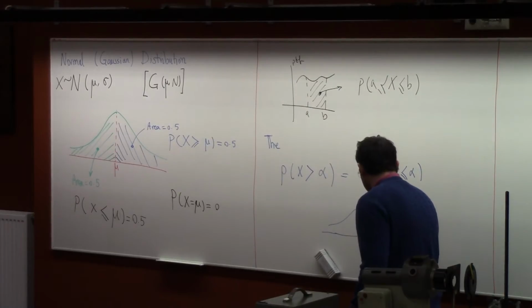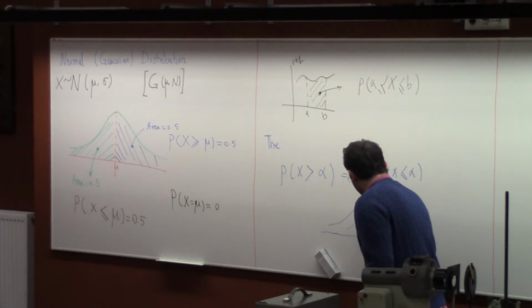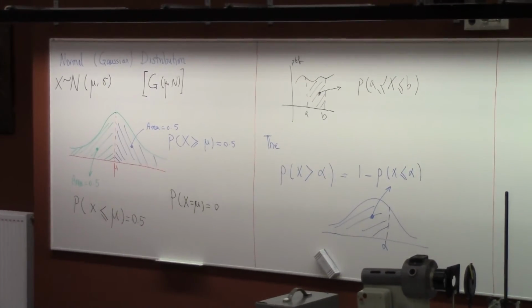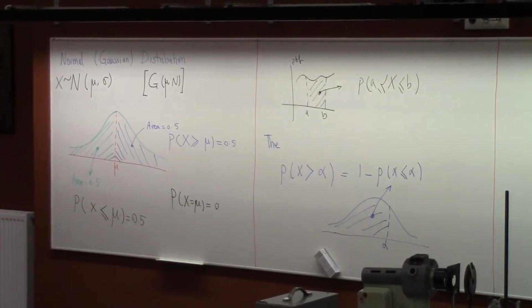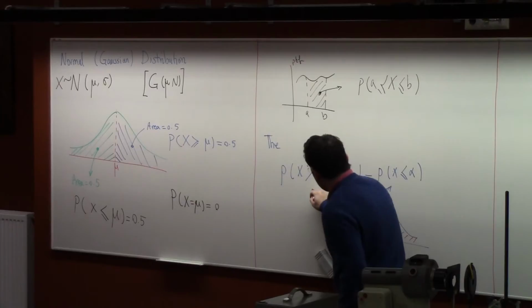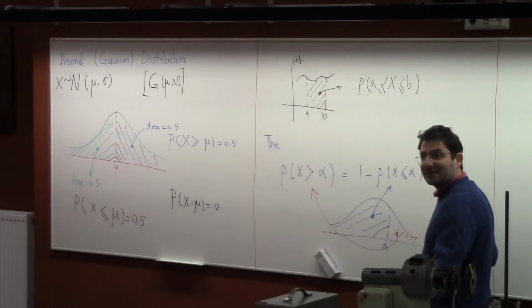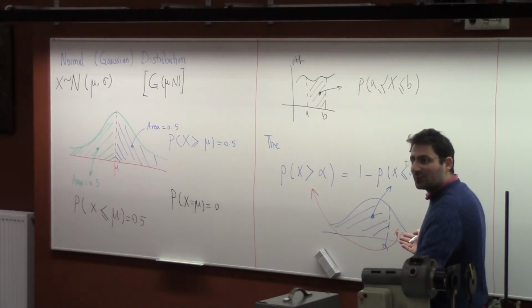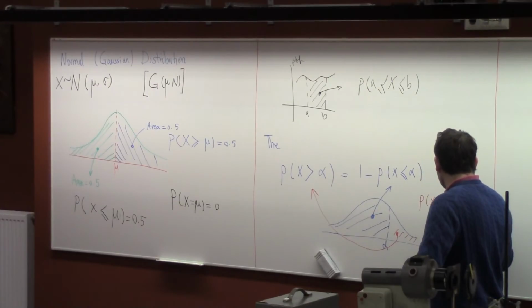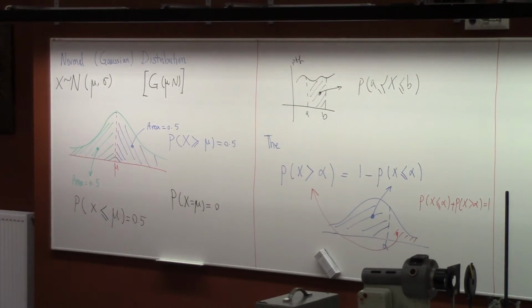Imagine this is alpha. This is the probability of x less than or equal to alpha, and this part is the probability of x greater than alpha. Because the area underneath this PDF is 1, the probability of x less than or equal to alpha plus the probability of x greater than alpha is equal to 1. So we understand that they are complements.